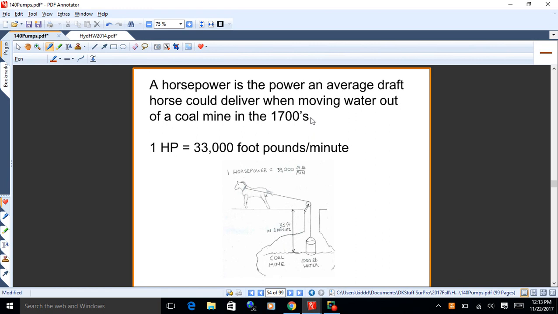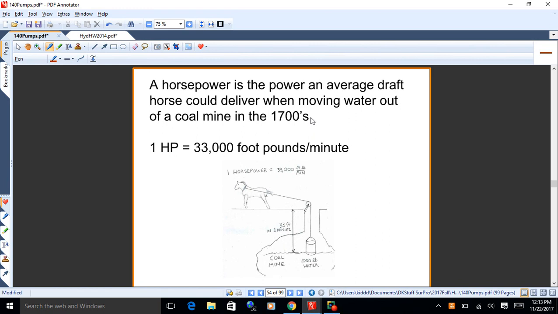And what he came up with was that a horse could lift something on the order of 1,000 pounds of water 33 feet in 1 minute. Okay? So when he multiplied the lift, the 33 feet, times the 1,000 pounds of water, he got 33,000 foot-pounds per minute. And that was what he called a horsepower. Okay? And the reason he was doing this was he was selling steam engines that would do the same job.